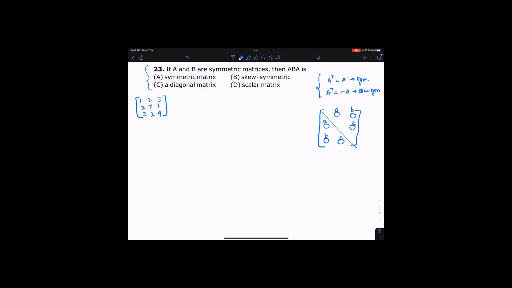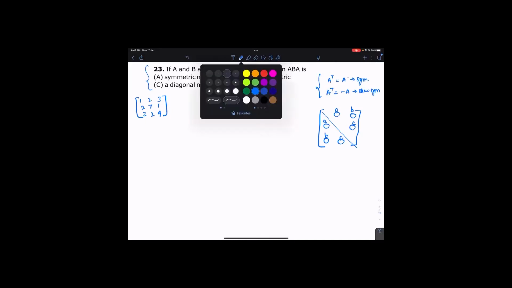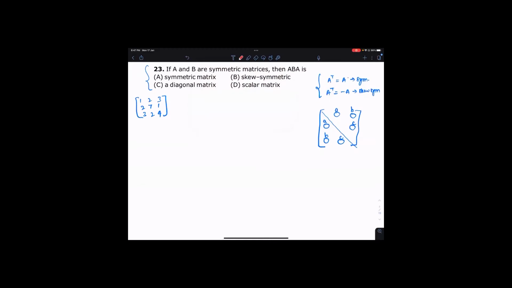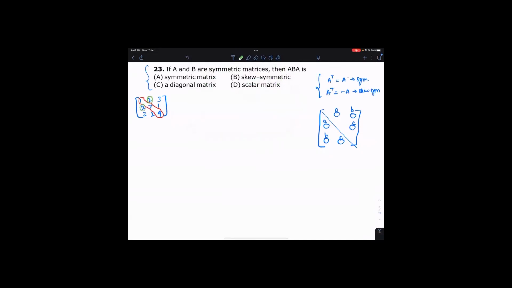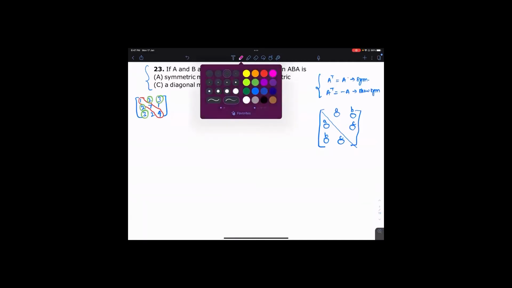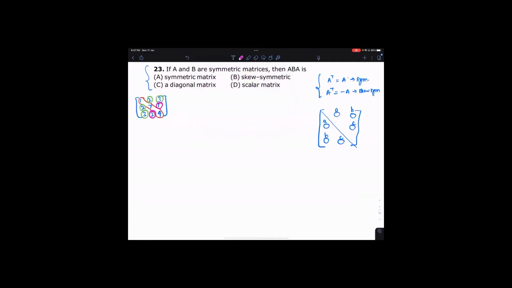Now, is this a symmetric matrix or not? Let's say if I want to check, ignore the diagonal elements, because whether the matrix is symmetric or not is not dependent on the diagonal elements. So what you need to check is whether the mirror elements are the same or not. Now here you can see that 1 and 2, these two are not the same. So it is not symmetric.